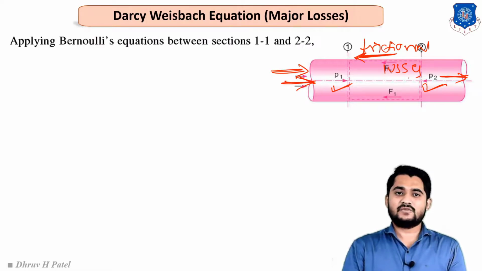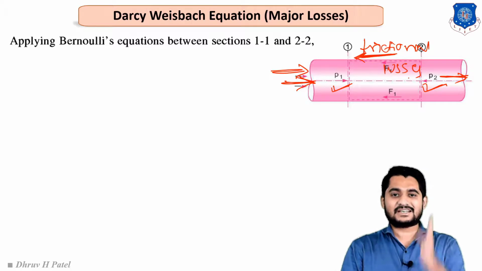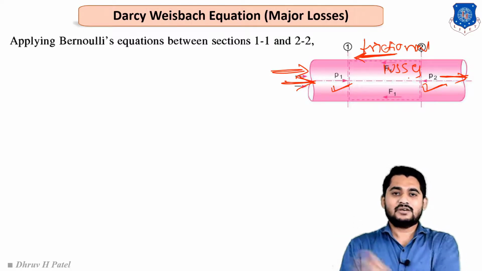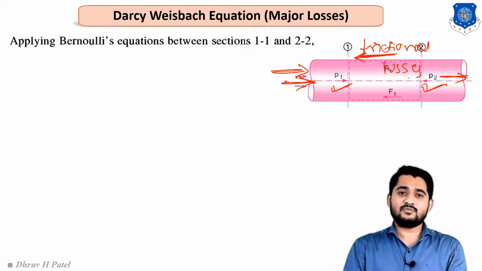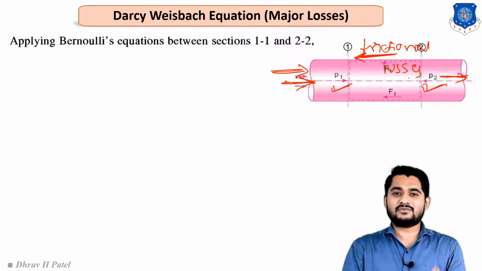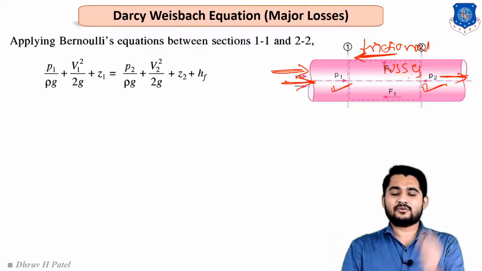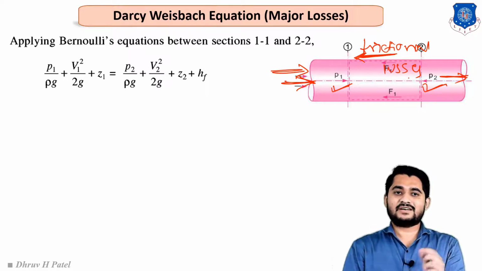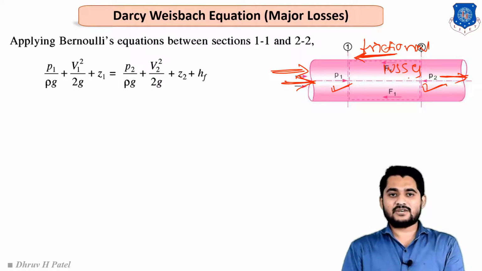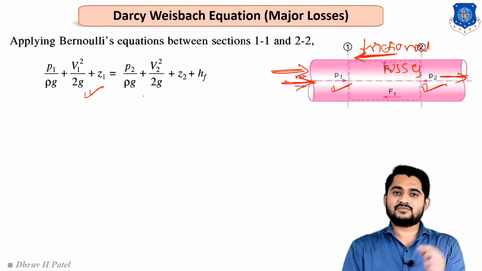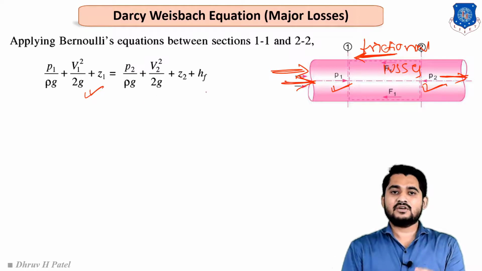So first of all, we can apply Bernoulli equation for the section 1 and section 2. Student, do you remember what do you mean by Bernoulli equation? So Bernoulli equation is basically P by rho g plus V square by 2g plus Z is equal to constant for all cross section of the pipe. So we can apply for point 1 and point 2. So here we can write P1 by rho g plus V1 square by 2g plus Z1 for point 1 equals P2 by rho g plus V2 square by 2g plus Z2 plus HF, that will be losses for the real flow consideration, right?